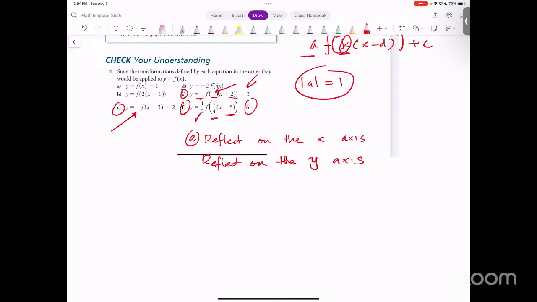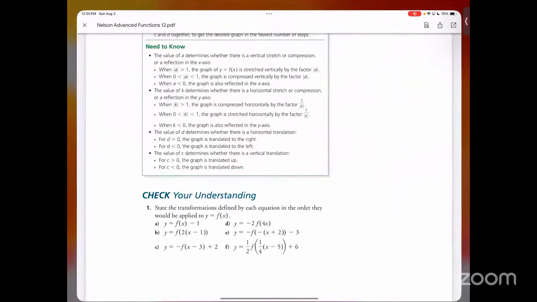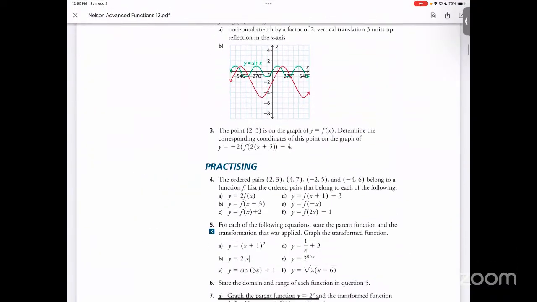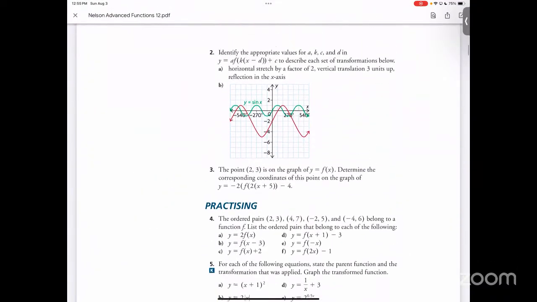Can you tell D, Divya? Vertically stretched by a factor of 2, reflection in the x-axis, and horizontally compressed by a factor of 1/4. Correct. That's right. Okay, now we're going to move back to the next set of questions here. So that's pretty straightforward, and finding A and K and C and D is not a big deal.